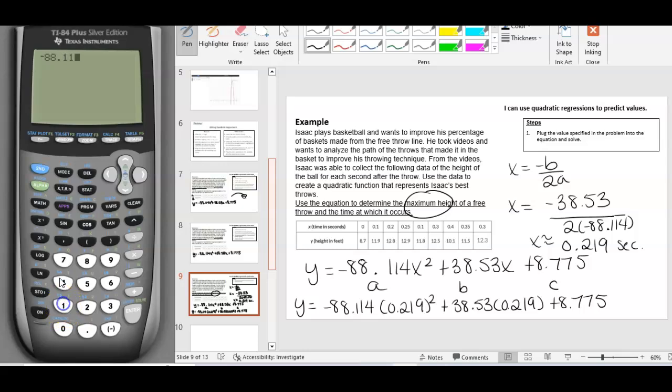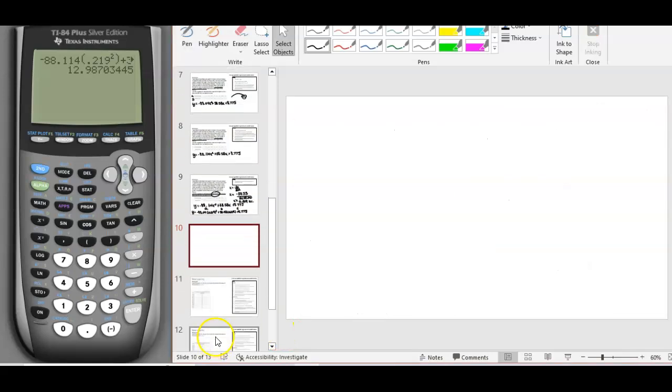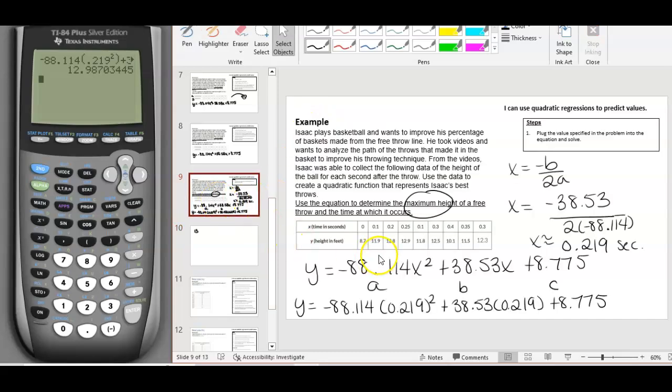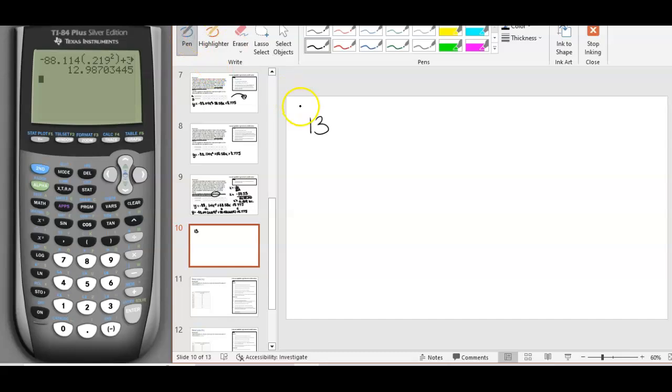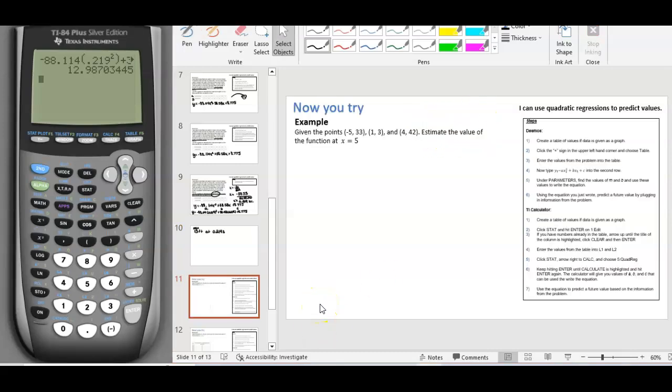Negative 88.114 times 0.219 squared, and then plus 38.53 times 0.219, and then plus 8.775. Okay, so when I do that, it gives me a value. So that's going to be about 13, right? And then my units are feet. So we're going to have a max of 13 feet at 0.219 seconds. Okay, so now you can go ahead and pause the video and try this example on your own.